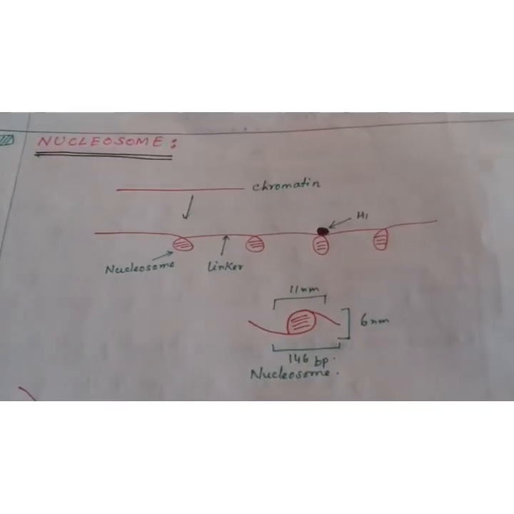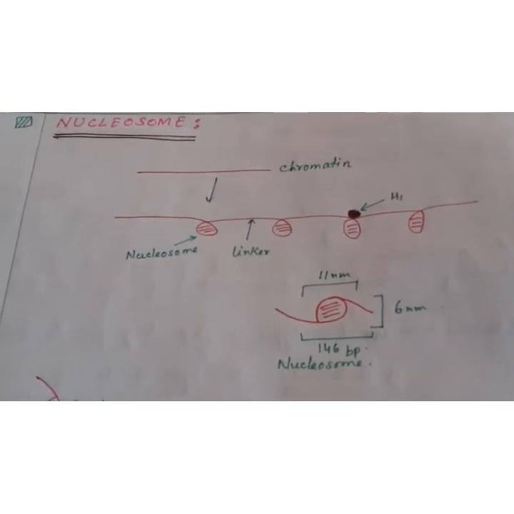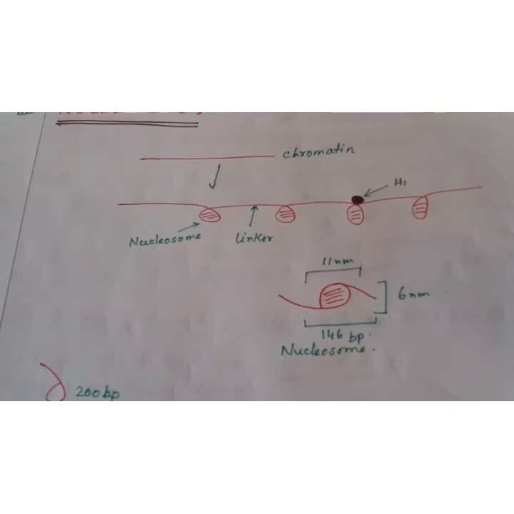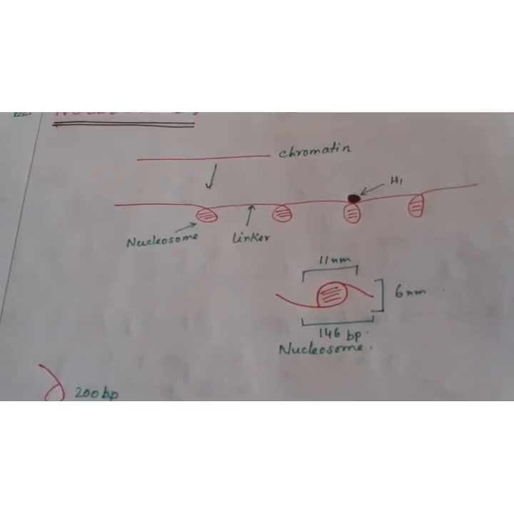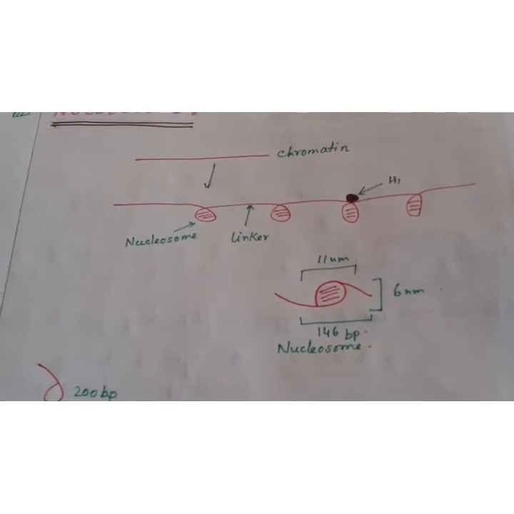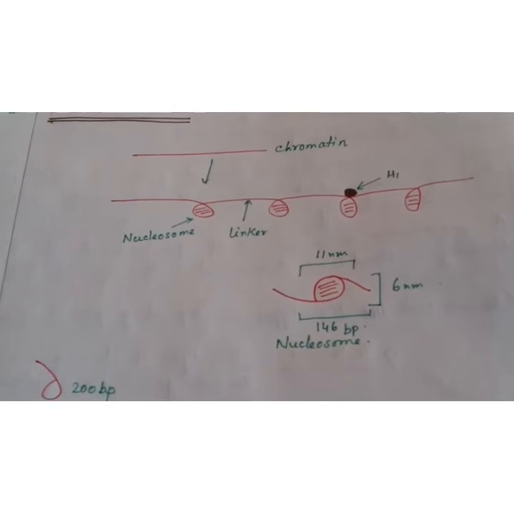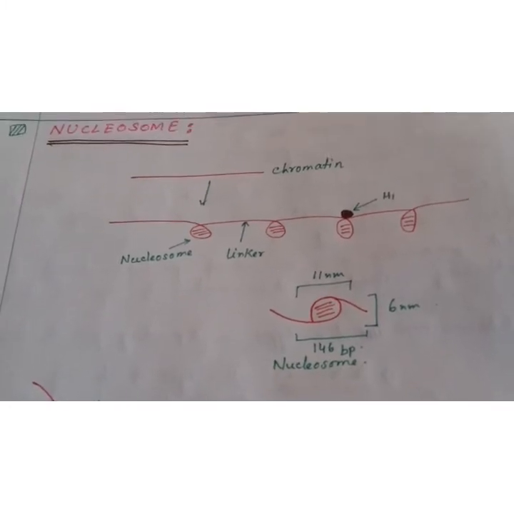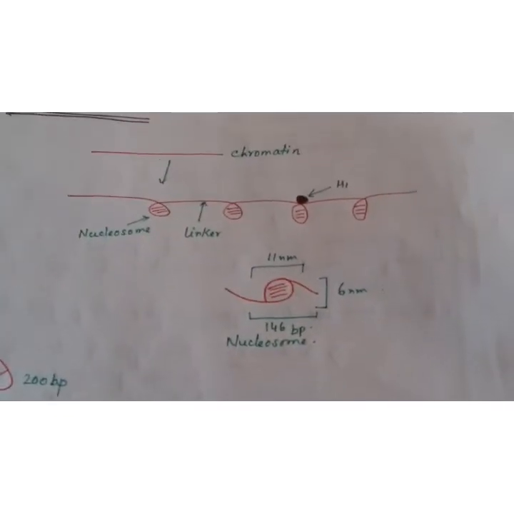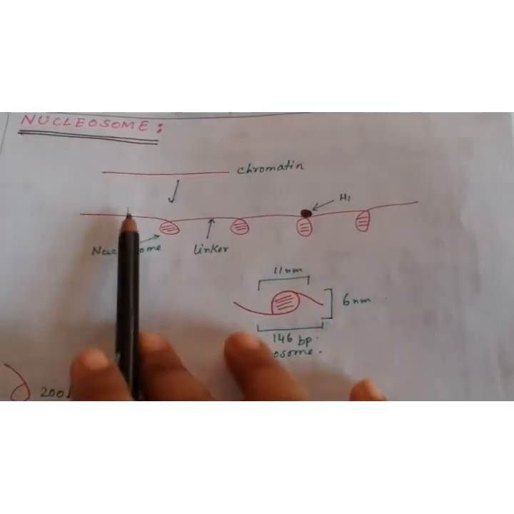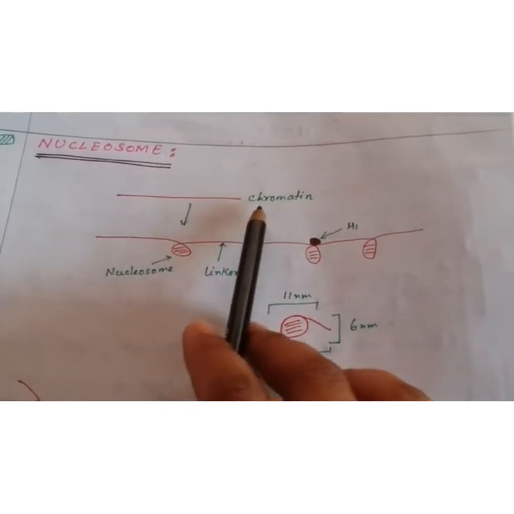So now, what is a nucleosome? When isolated chromatin is examined by electron microscopy, it is found to consist of a series of ellipsoidal beads, about 11 nanometers in diameter. These beads, or chromatin subunits, are called nucleosomes. You can see here the chromatin, or chromatin fiber, you can say.